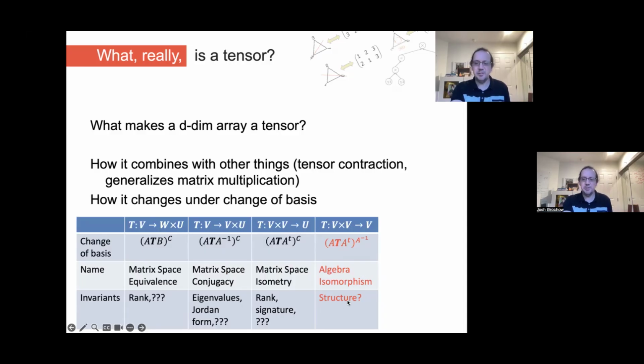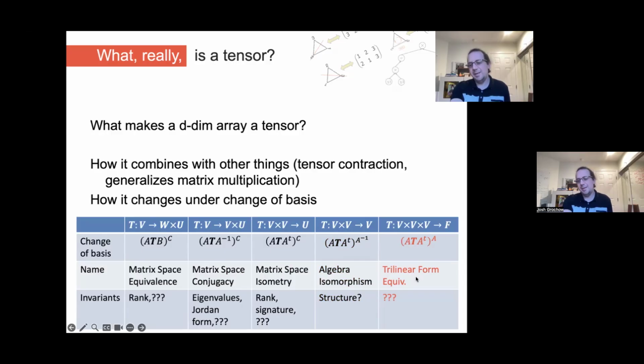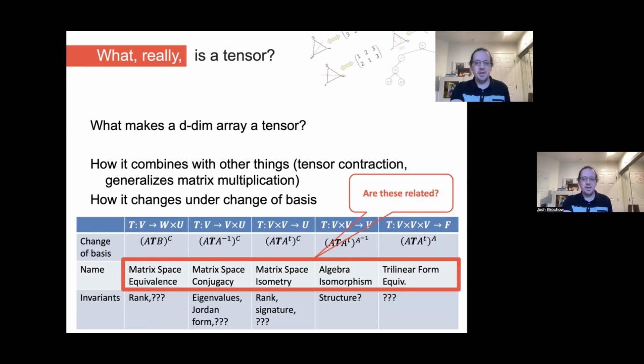And now as invariants, you have all sorts of structures of these algebras. And then the last thing is a trilinear form from V cross V cross V to the field F. And this is just called trilinear form equivalence. We don't have a fancy name for this one. Okay. And the question is, are all of these related?